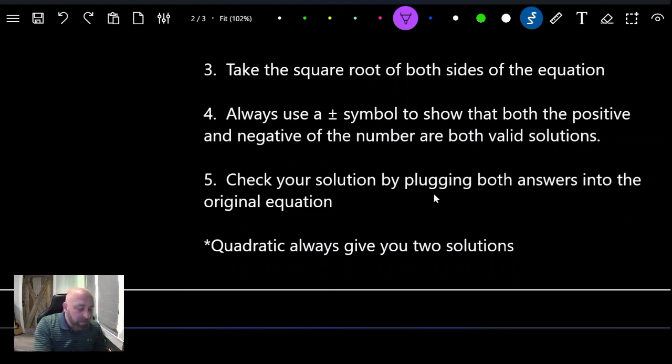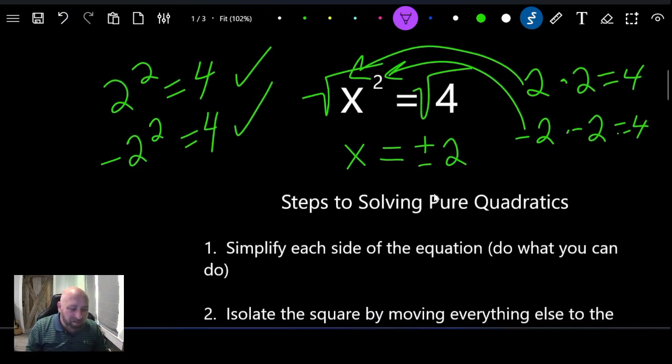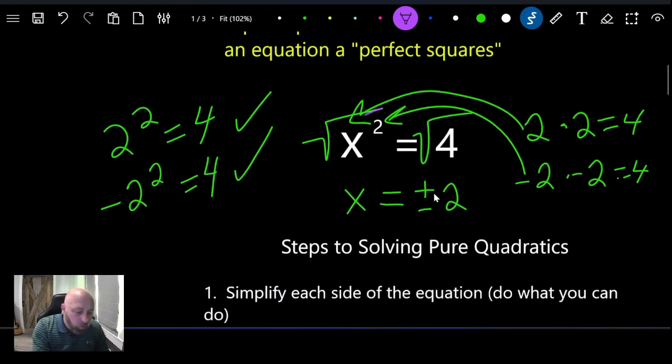And then the last thing, take a look at this. Quadratics always give you 2 solutions because there's 2 x's. You might be thinking, what do you mean there's 2 x's? Look at this. What is x squared? X squared equals x times x. So each one of those x's can have a different answer.